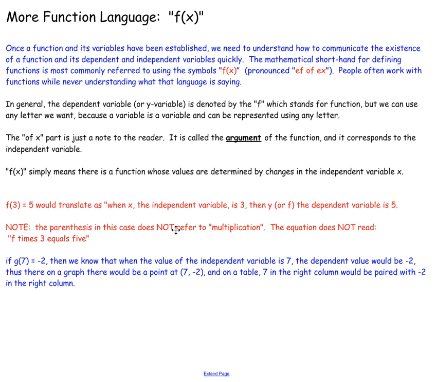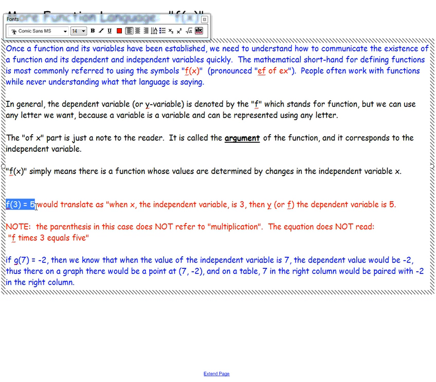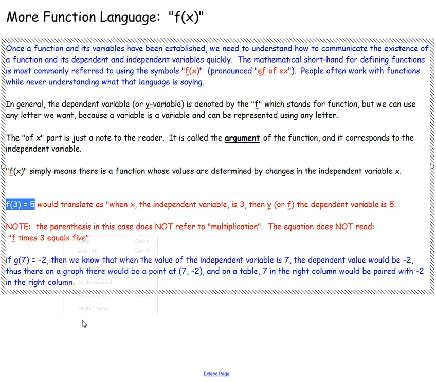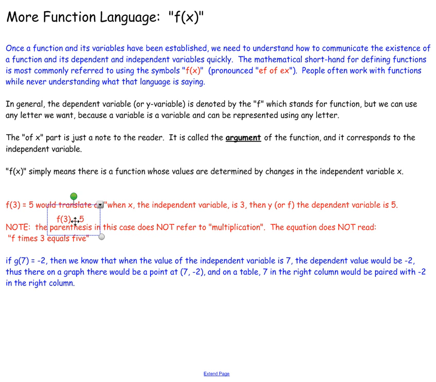The parentheses here does not mean multiplication. This is not f times 3 equals 5. This is the value of the function when x is 3 is 5. So we have to make sure we understand the difference. When we're using parentheses, it doesn't always mean multiplication, and in function notation, it most certainly does not. So one mistake that people make here is they'll take this f of 3 equals 5, and they'll solve for f by dividing both sides by 3, and then they say that f equals 5/3. That is a major math crime, so please do not commit it.